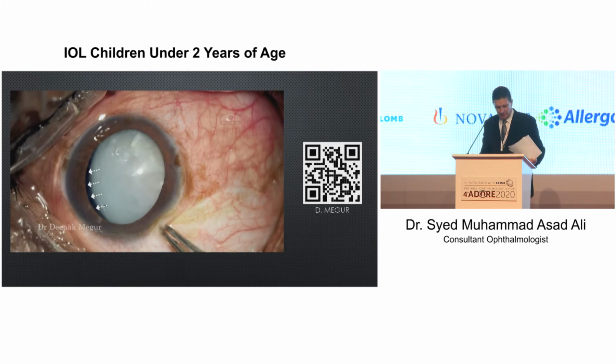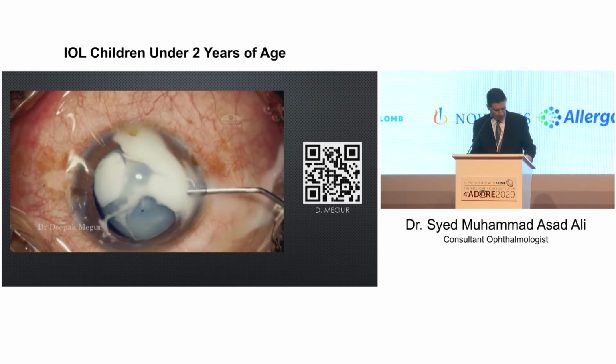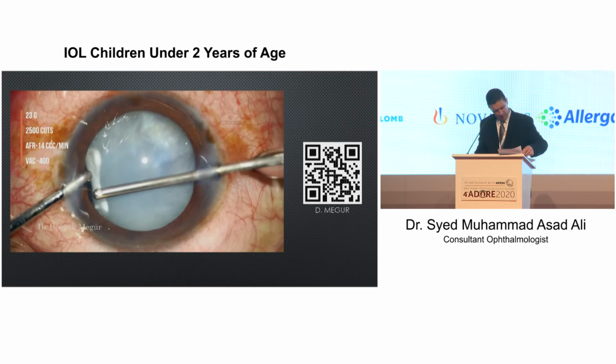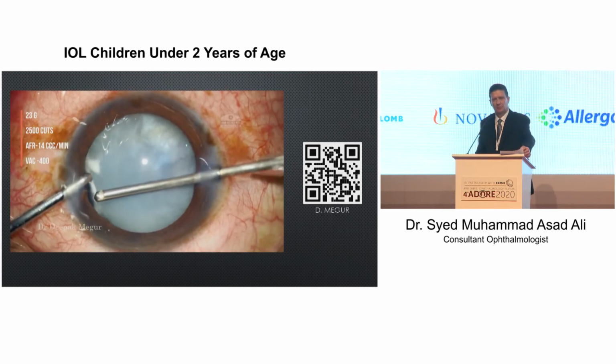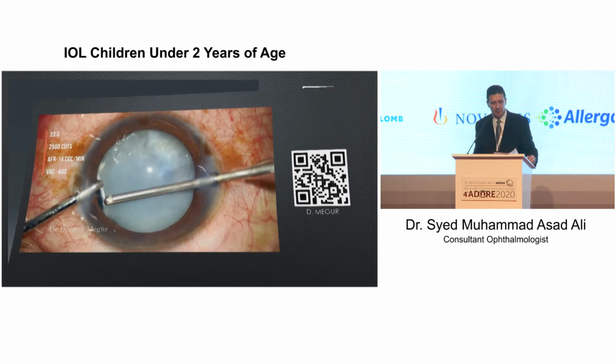This is a video of Dr. Megur, and you can see here a patient with zonular dialysis. The surgeon used staining, trypan blue, to stain the capsule. The surgeon used triamcinolone to stain the vitreous. Look at the stability of the chamber. He's using a 23 gauge incision. And if you want, check the parameters as an initial setting in your own clinics.